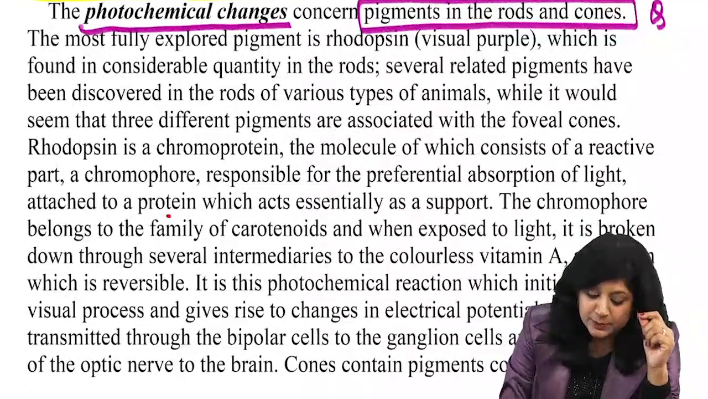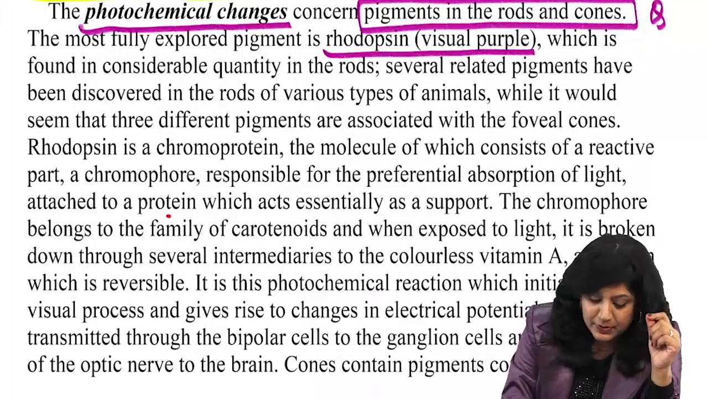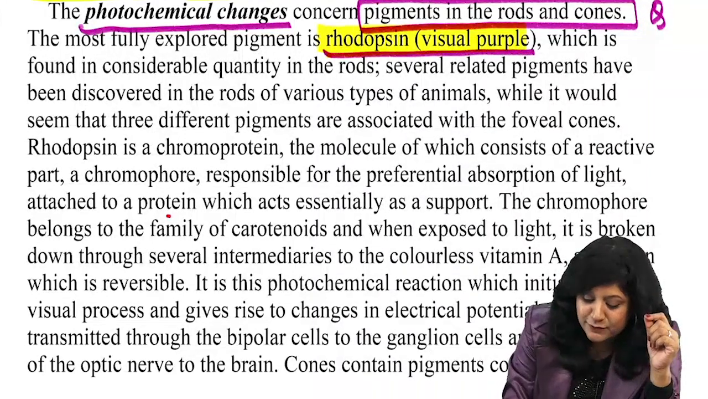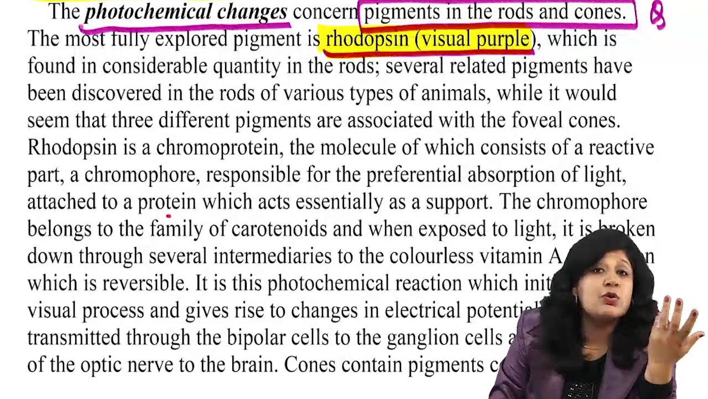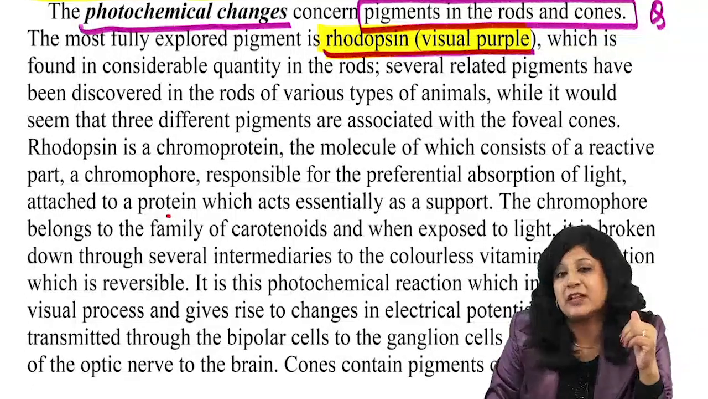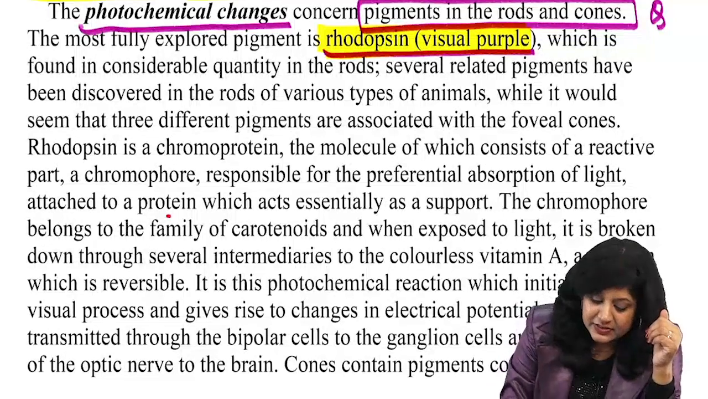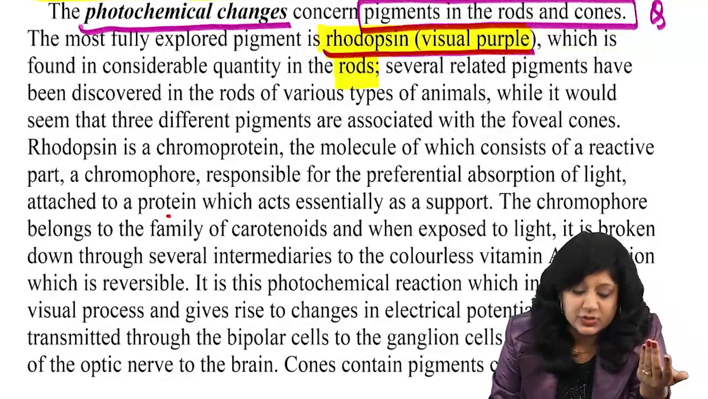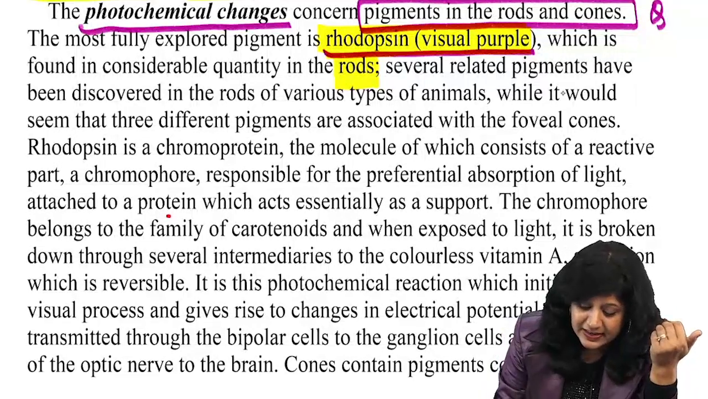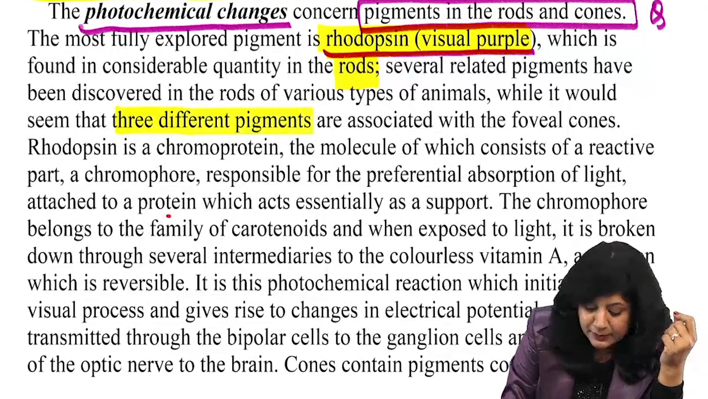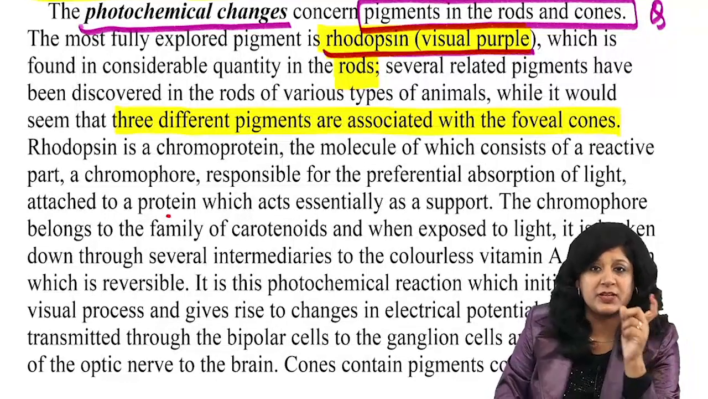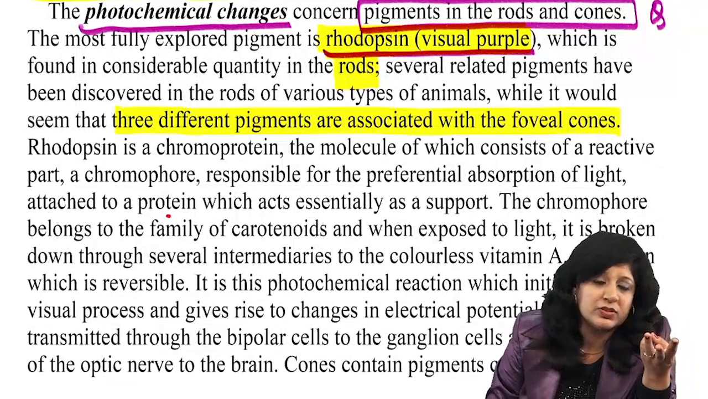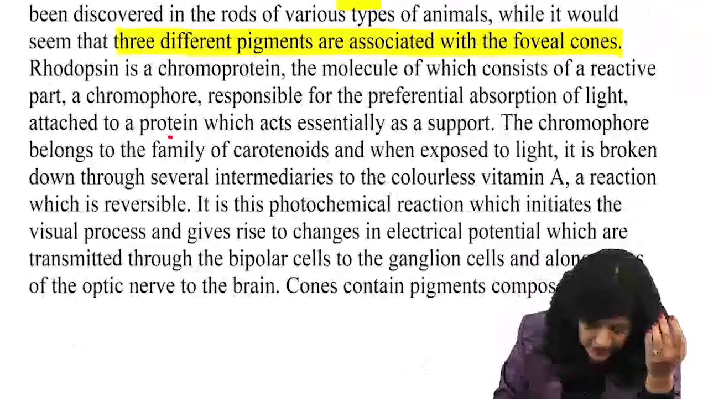Now, the most fully explored pigment is the rhodopsin pigment. Rhodopsin is also called the visual purple. The most fully explored pigment, about which you know many things, is rhodopsin, called visual purple, and this is obviously found in the rods. Now, several related pigments have been discovered in the rods, while it seems that we have three different pigments associated with the foveal cones. So, mainly we have rhodopsin in the rods, while we have three pigments in the cones. We will be talking about rhodopsin here.